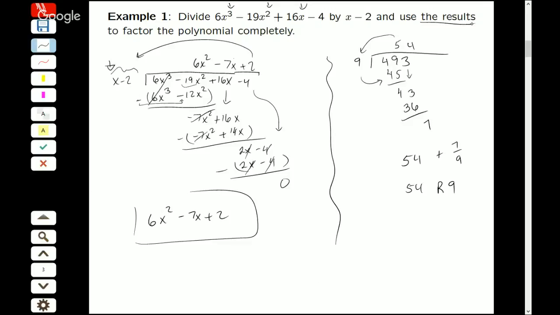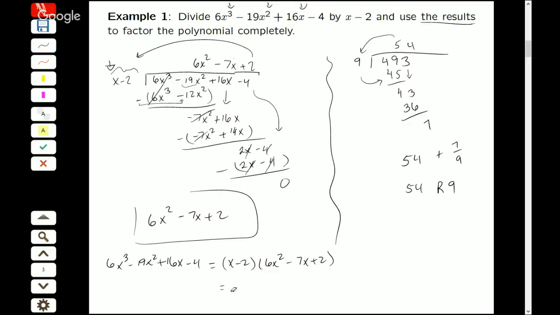Now, it says use the results to factor the polynomial completely. So that means our polynomial 6x cubed minus 19x squared plus 16x minus 4 is equal to x minus 2 times 6x squared minus 7x plus 2. And the question is, can we factor that last one?